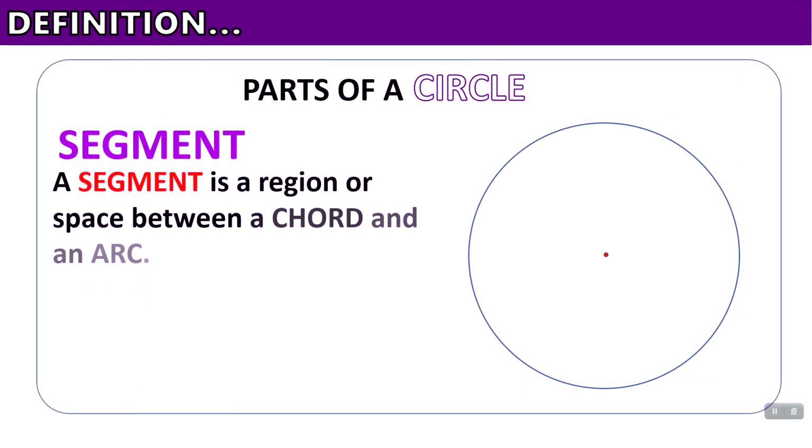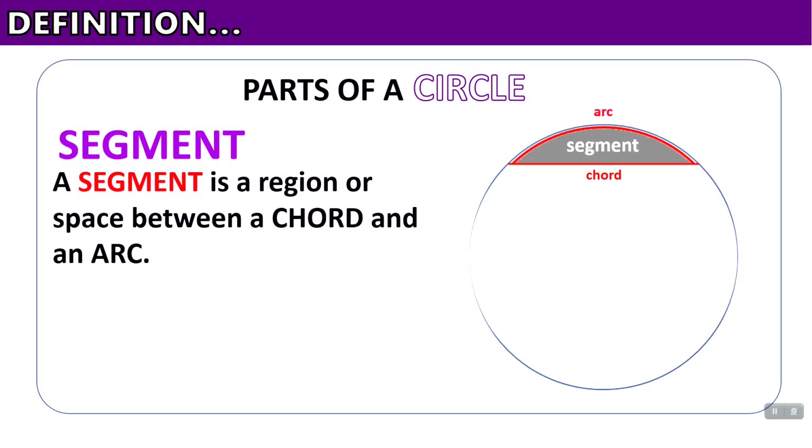Another part of a circle is called a segment. And a segment is a region. This isn't a line anymore. This is actually a region or space between a chord and an arc. So here is a chord. Remember, a chord touches the circumference at 2 points. And here is an arc. Remember, an arc is a part of the circumference. And so that space inside is called a segment.